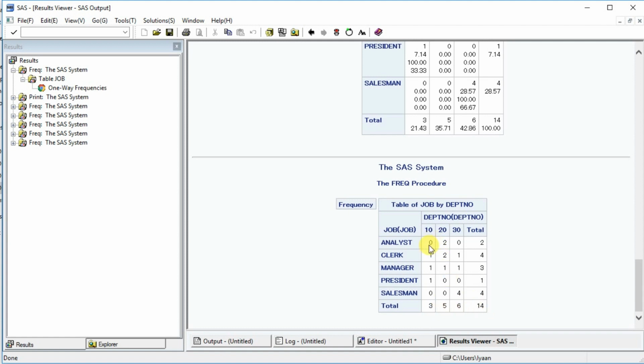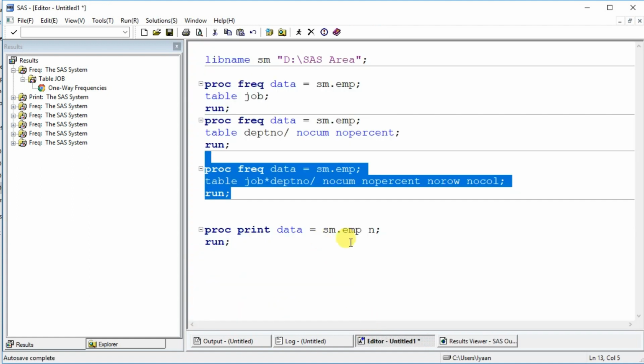That means this is your department-wise total, and this is your job-wise total. So we generated the cross tabulation, where we can see how the numbers are spread all around, right? Proc Freq is very helpful to understand and classify data, where we can see how they come in terms of percentage and in terms of numbers.